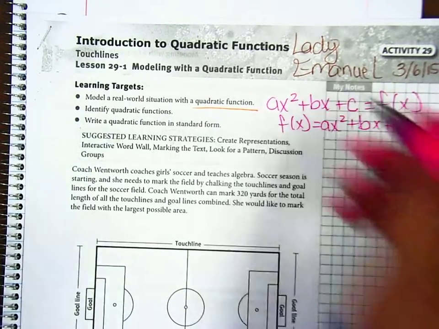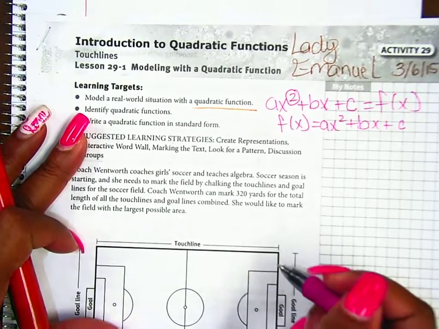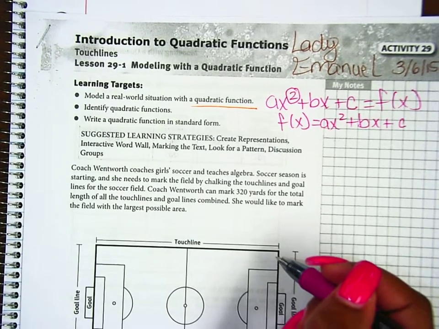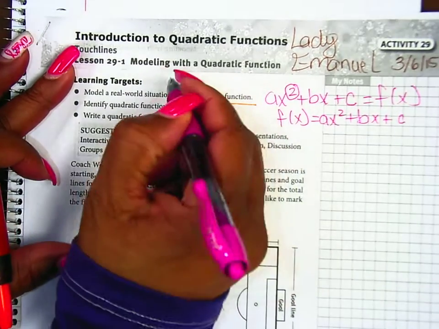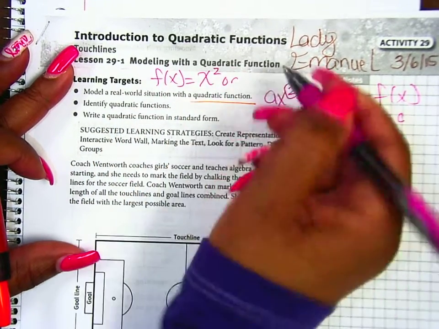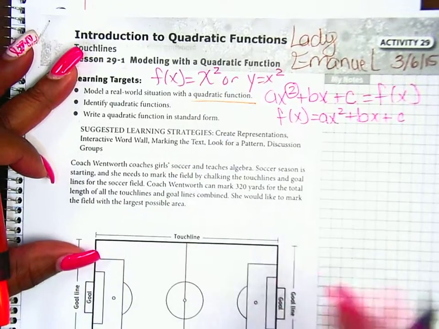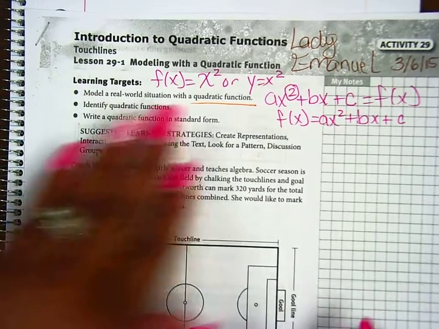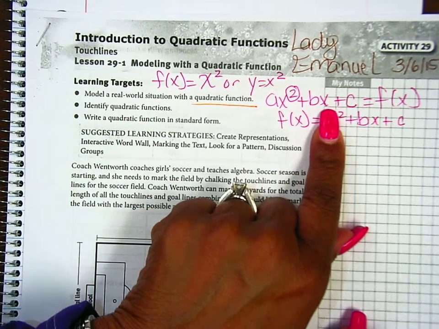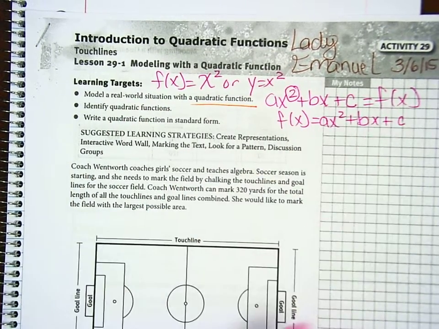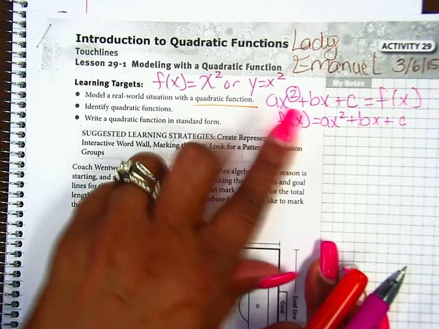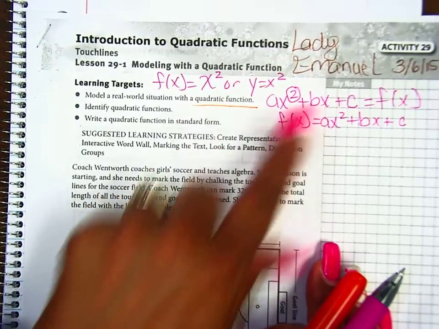Notice that the highest degree is 2. Therefore, it's quadratic because it's squared. So it's a quadratic function. The parent function for quadratic function is f of x equals x squared or y equals x squared. That's the same equation. That's the parent function, and this is the quadratic function in standard form. I didn't write it in vertex form yet. So we're going to model real-world situations with the quadratic function. Either one of these forms will work.